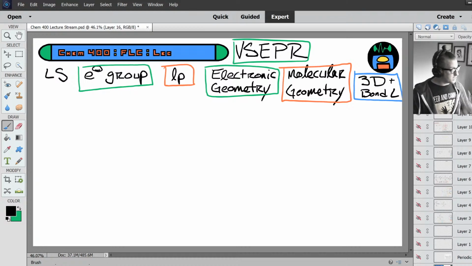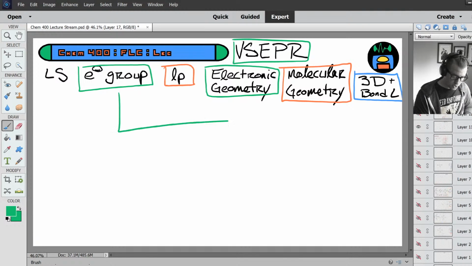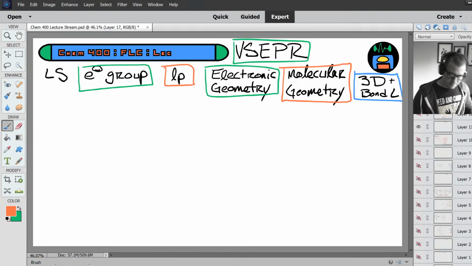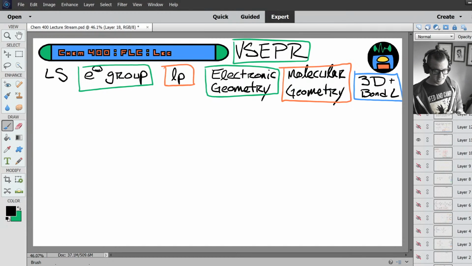All right, the color coding here is purposeful because the electron groups around your central atom will determine your electronic geometry, and then the number of lone pairs around your central atom determine your molecular geometry. So with that in mind, let's begin to look at the different VSEPR geometries that you will run into this semester. It's a hard word.